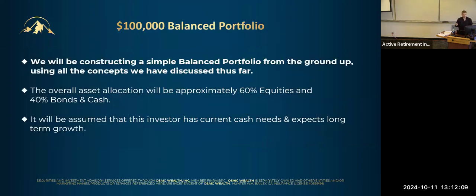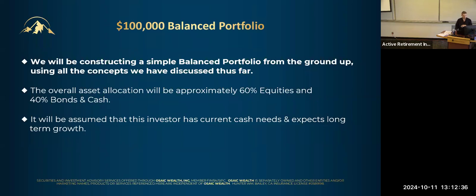So we're going to start with a $100,000 balanced portfolio. The dollar amount doesn't really matter, but we're just going to say this is our balanced portfolio. We're constructing a simple balanced portfolio from the ground up and using everything that we talked about. So it'll be roughly 60% equities, 40% bonds. I think when I ran the report, it really was closer to 55-45, but anywhere in that 50-50 to 60-40 range is where I'm expecting to land with a balanced portfolio.